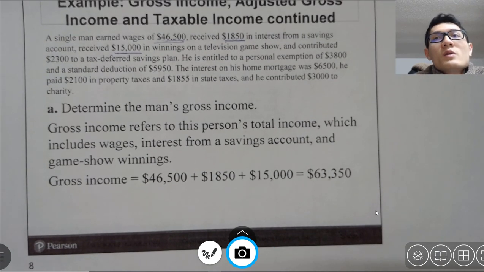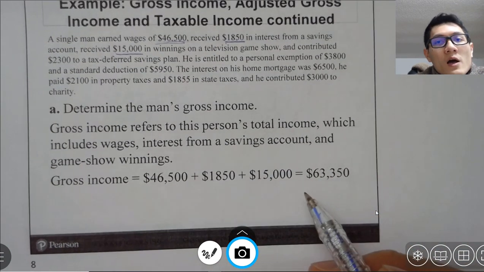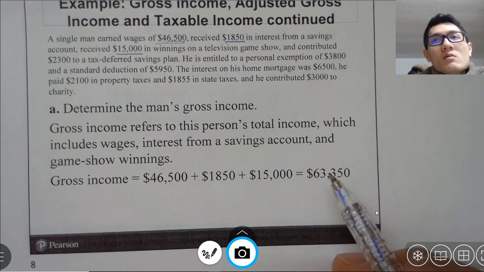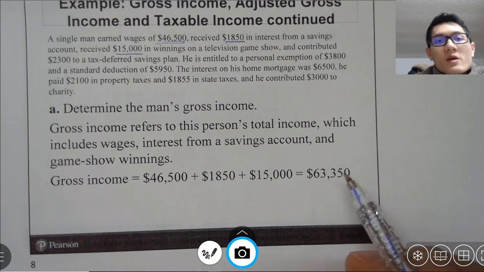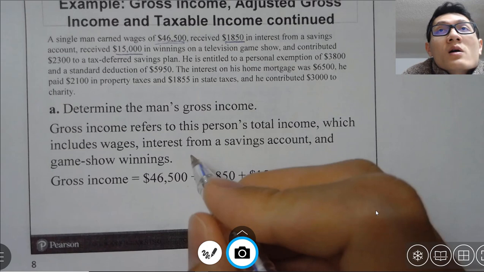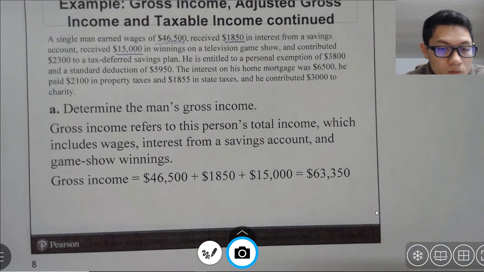Now we add them all up together, then we get $63,350. So that is the amount for the gross income, and that is the answer for part A.